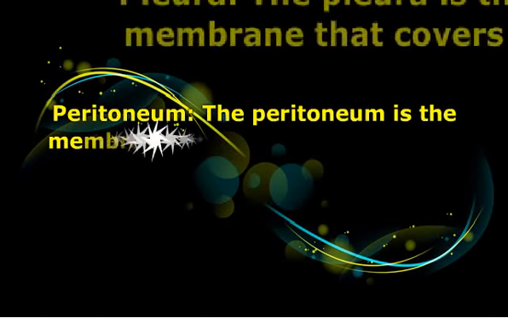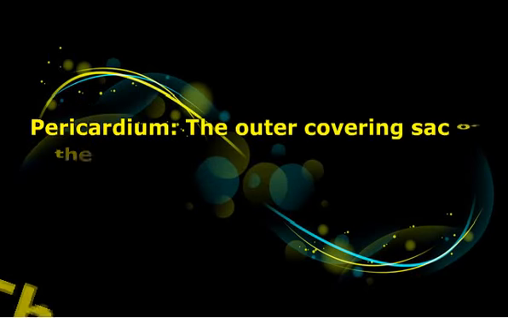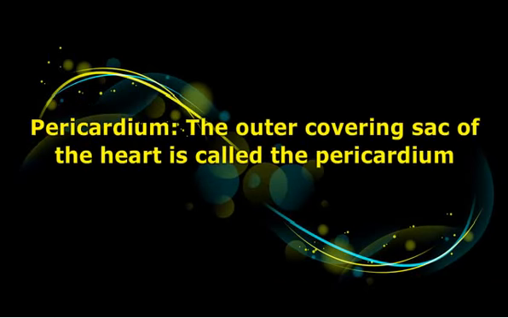Peritoneum. The peritoneum is the membrane that lines the abdominal cavity. Pericardium. The outer covering sac of the heart is called the pericardium. Having a cancer in the exterior of your heart just moves you to tears.